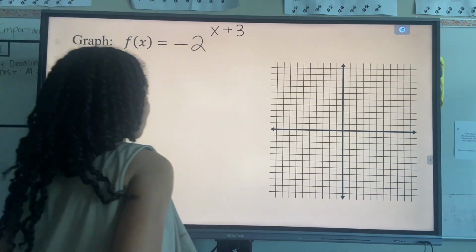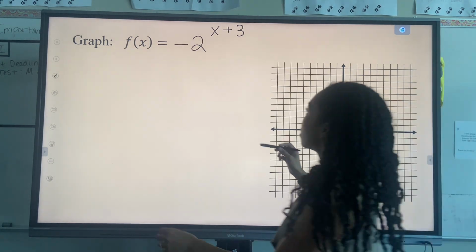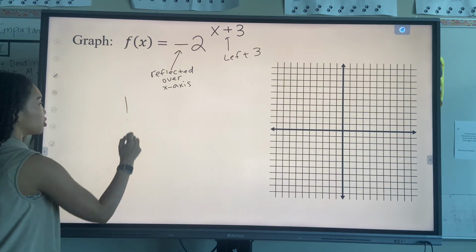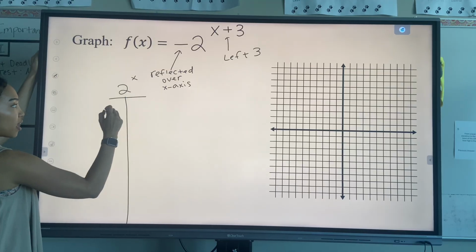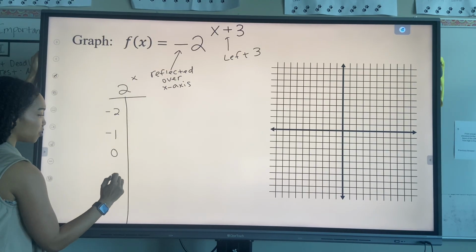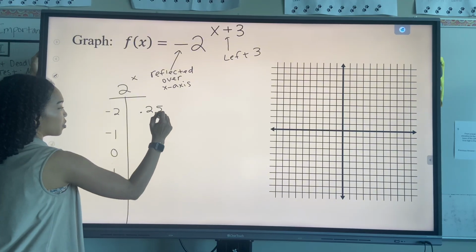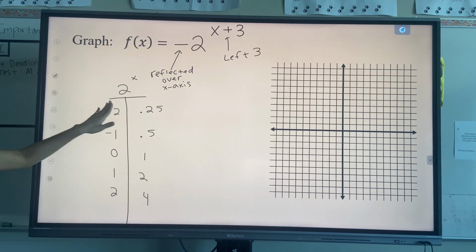So the transformations for this, you have a negative in the front, so that means it was reflected across the x-axis. And then it moved left 3. So here's your table for the parent function, 2 to the power of x. These are the x values I'm going to plug in, and these are the y values that are associated with it. Okay, so this is the parent function.